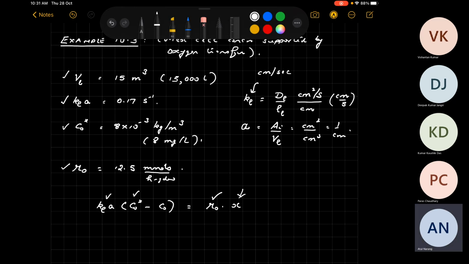And now, anybody want to take a shot on this? This is a slight variant where the demand side is not fixed. You can increase the demand by increasing the biomass. So what will happen as you increase? So KLA, CO star, and RO are fixed, and I'm increasing the biomass concentration. What do you think will happen?